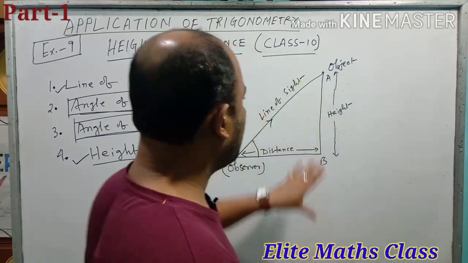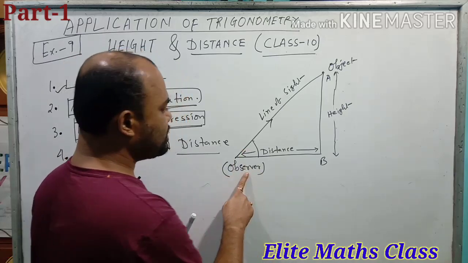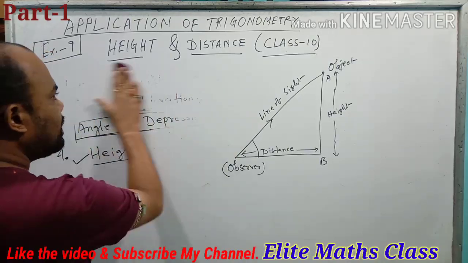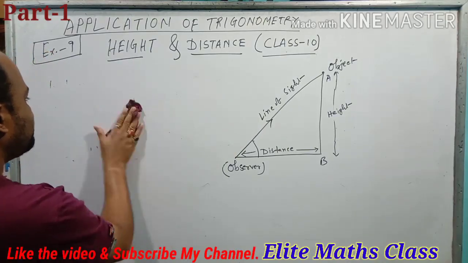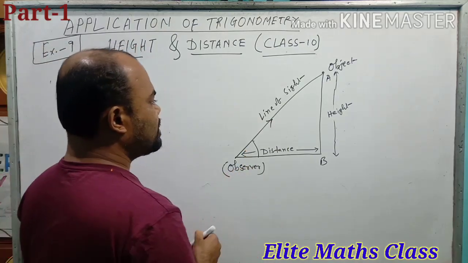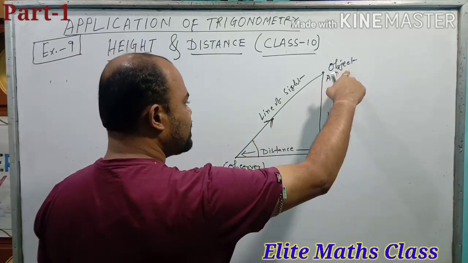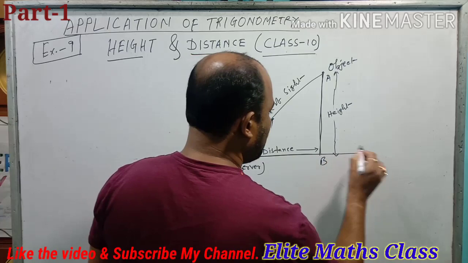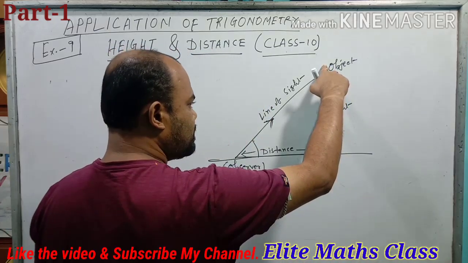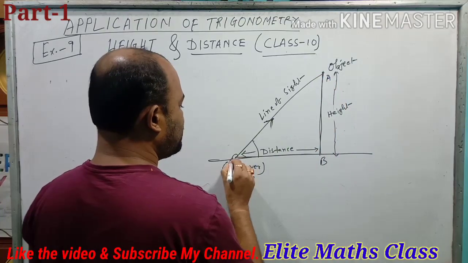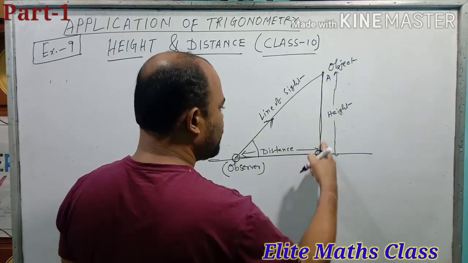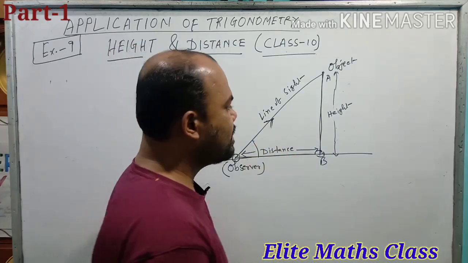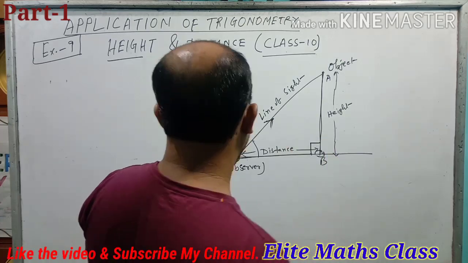Now see here in this figure, the observer is here, here is the object. If the observer wants to see the object, the observer has to look upwards in this direction. So this is the line of sight, this is the height, this is the ground level. From ground level, the height of the object is the height, and from the observer, the distance to the bottom point of the object is the distance. That's why this chapter's name is height and distance, and definitely this is a right angle triangle.